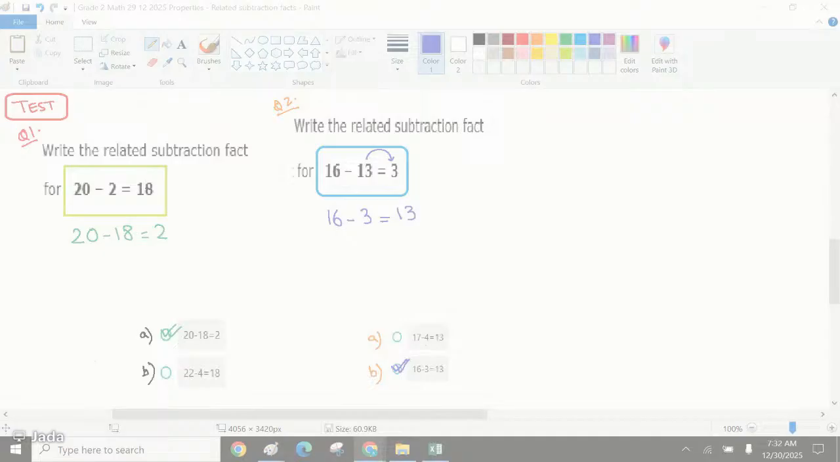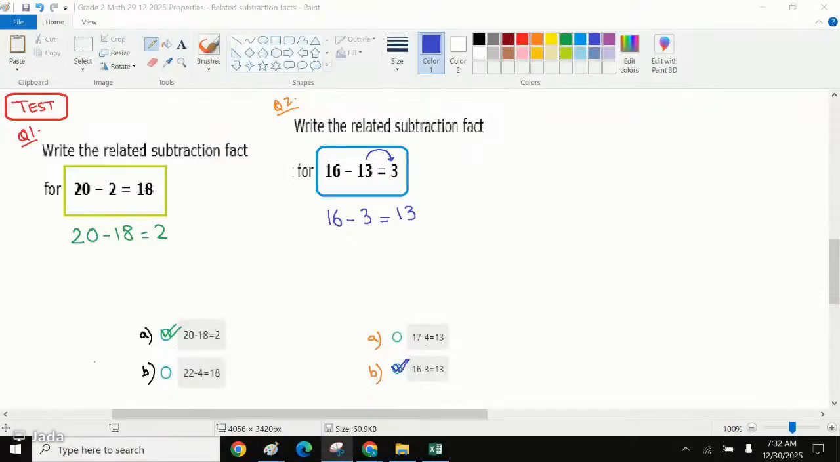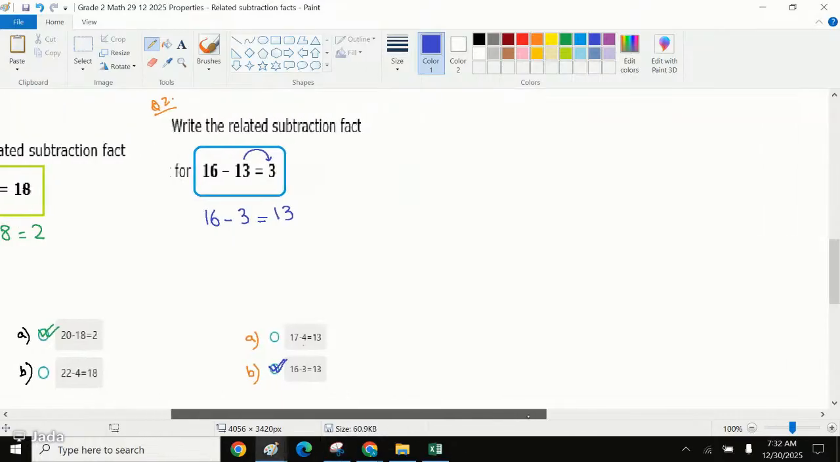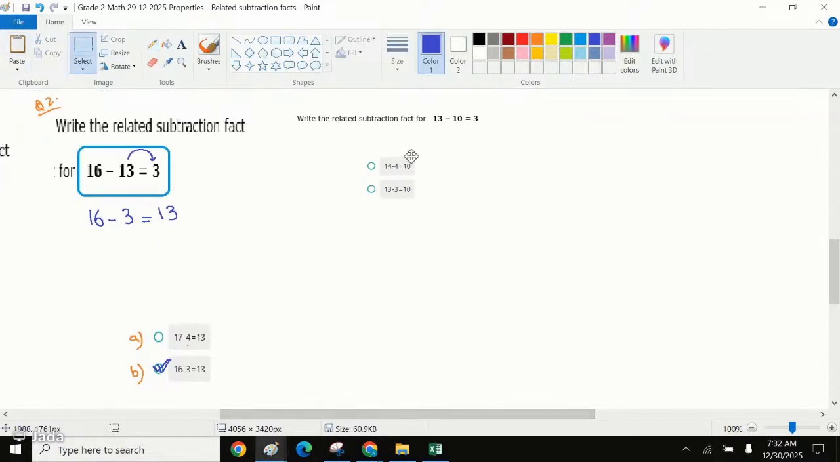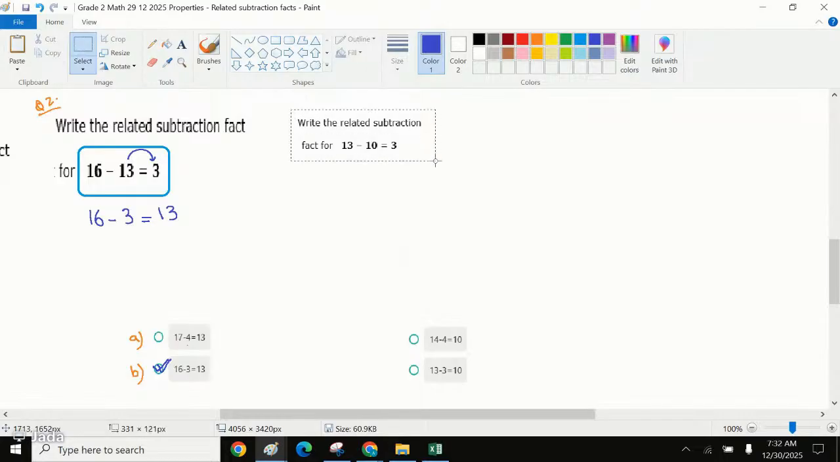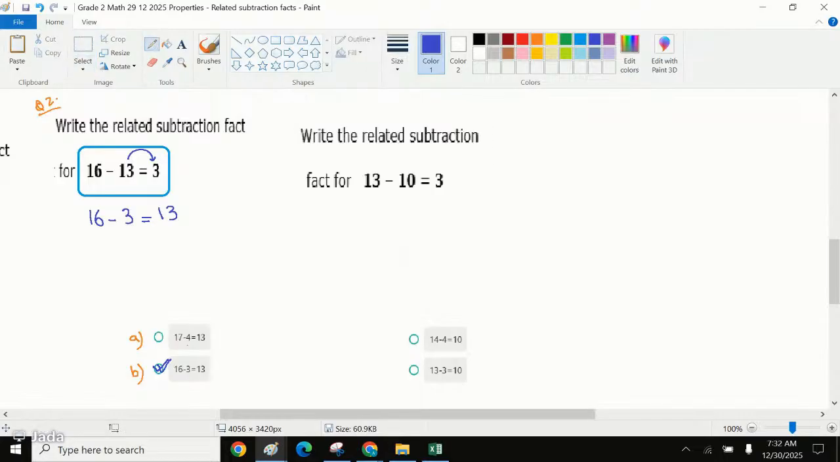Question number 3. I want you people to give me the answer for this. The next question. Okay. Question number 3 says, I'll just copy this so that we have more visibility. In question number 3, they're asking us to write the related subtraction fact for 13 minus 10 is equal to 3. Let's see which option can be the correct option.